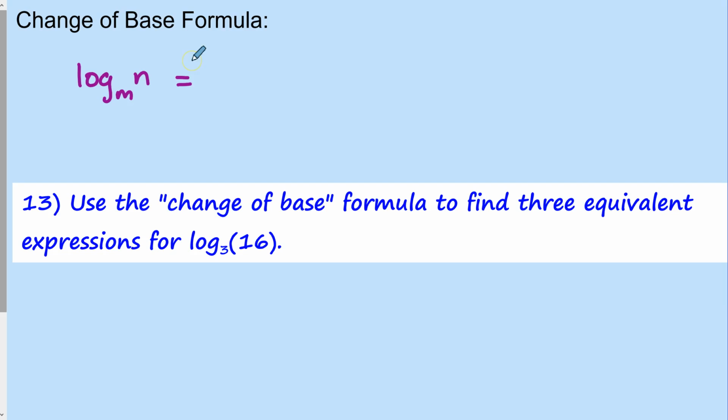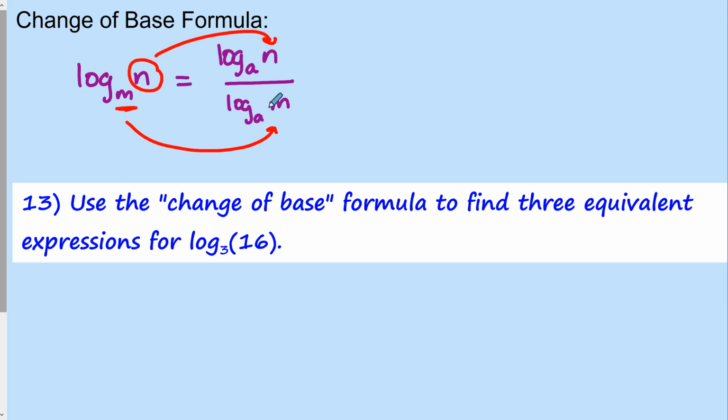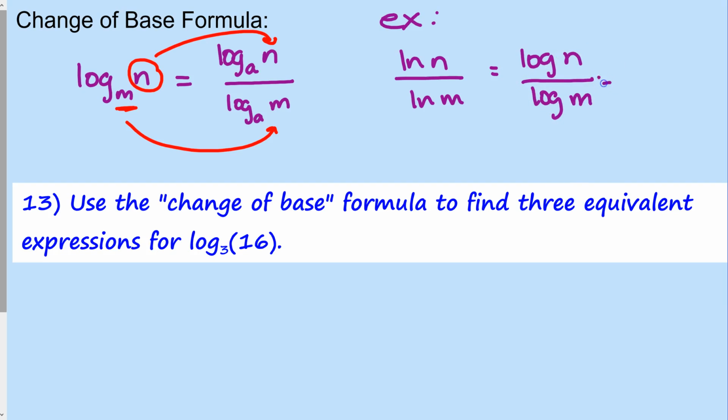Log base m of n is equivalent to log base a of n over log base a of m, where a is whatever base you choose, and then see the n from the argument goes to the top logarithm, and the m from the base is now the argument of the bottom logarithm. So this would be, for example, it could be natural log of n over natural log of m. It could be log base 10 of n over log base 10 of m, or any base you want. Log base 97 of n over log base 97 of m.